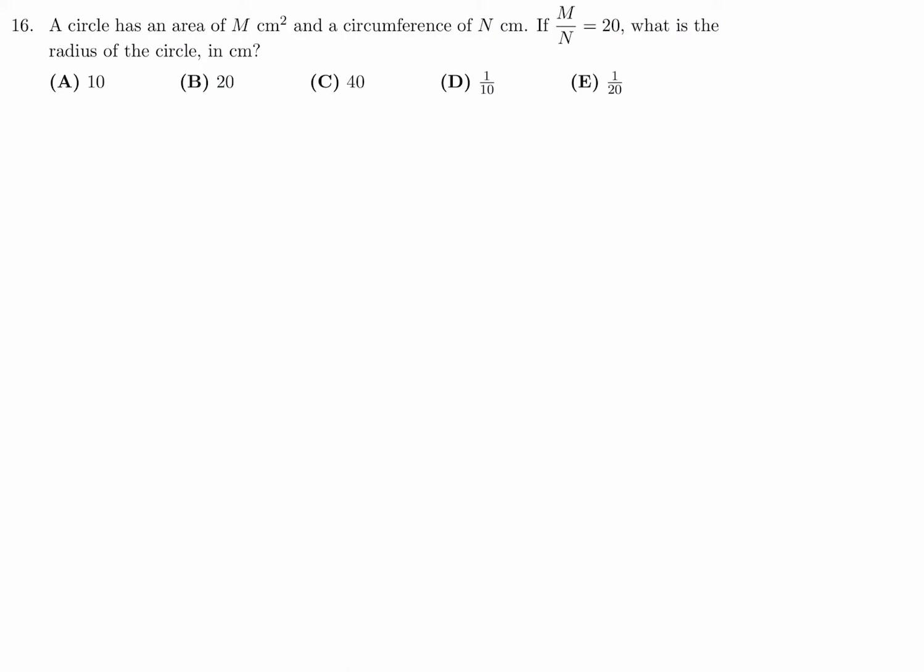A circle has an area of M and a circumference of N. If M over N is 20, what is the radius of the circle? Well, the area of the circle is pi r squared, and they're telling us that is equal to M. The circumference of a circle is given as C, and they're telling us that is N, but circumference is pi times the diameter, or 2 times the radius.